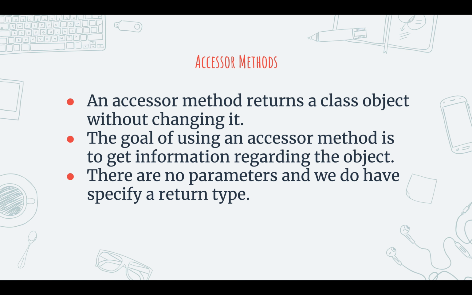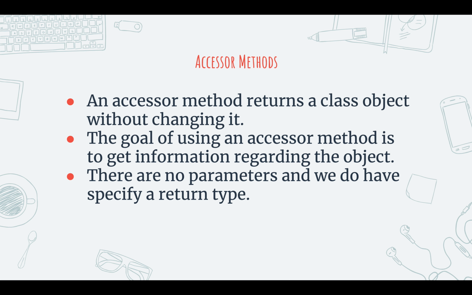Accessor methods are special type of methods that return, not necessarily special type of methods, but they are methods that return a class object without changing it. Ultimately, we don't want to change values within the class with accessor methods. We just want to access them and see what values are actually there. And the goal of using an accessor method is to get information regarding the object.